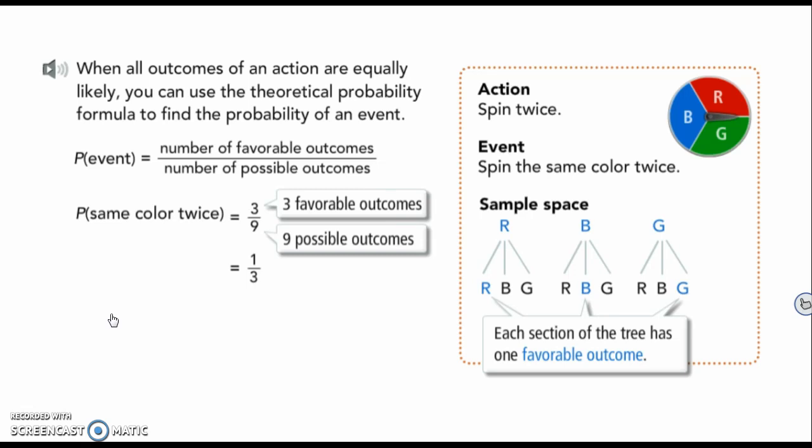For example, our action is to spin the spinner twice, and the event is to spin the same color twice. With our sample space, we can see we have the option of spinning red, blue, or green the first time, and then red, blue, or green the second time. Each section of the tree has one favorable outcome for spinning the same color twice. So that is 3 favorable outcomes out of 9 possible outcomes, which simplifies to 1/3.